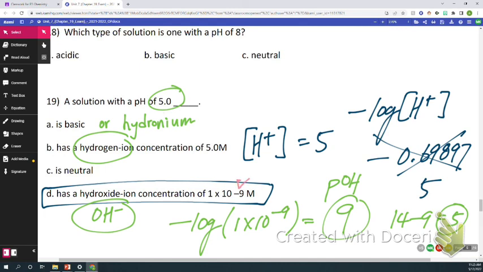Sorry about the typo or the formatting. Whenever you see a number like this, I hope you know that that's supposed to be an exponent, right? The negative 9 should be superscripted.